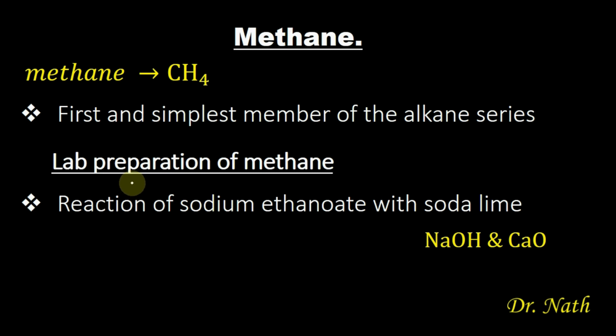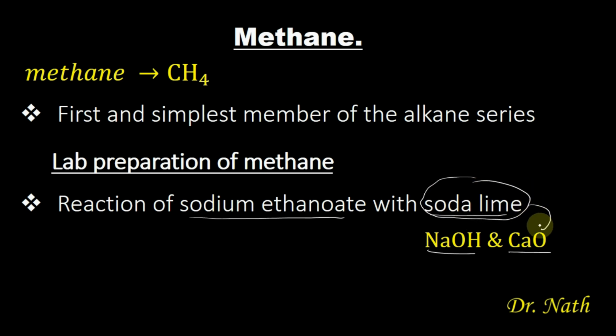So having known all this, let's look at the laboratory preparation of methane. How is methane prepared in the lab? In the lab, methane is prepared by the reaction of sodium ethanoate with soda lime. Soda lime is a mixture of sodium hydroxide and calcium oxide. So soda lime is a mixture of these 2 compounds, sodium hydroxide and calcium oxide.